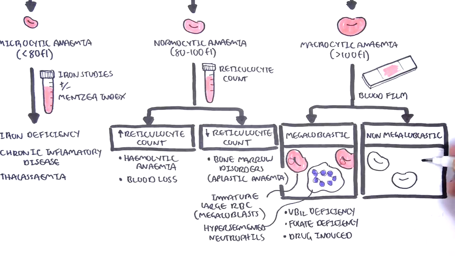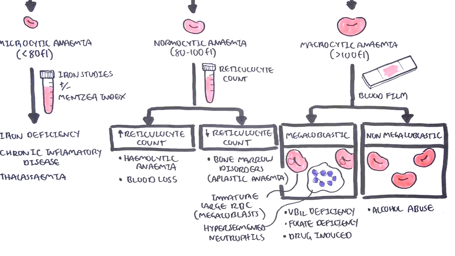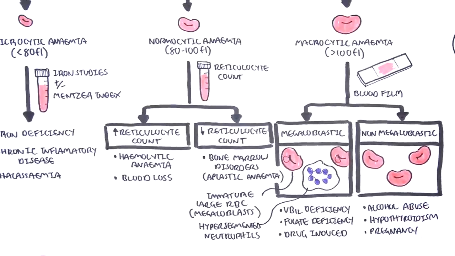If the blood film only shows large, mature red blood cells, this is non-megaloblastic and can signify alcohol abuse, hypothyroidism, and pregnancy as potential causes of the anemia. Anemia can be categorized based on the size using the mean corpuscular volume, as we have talked about.